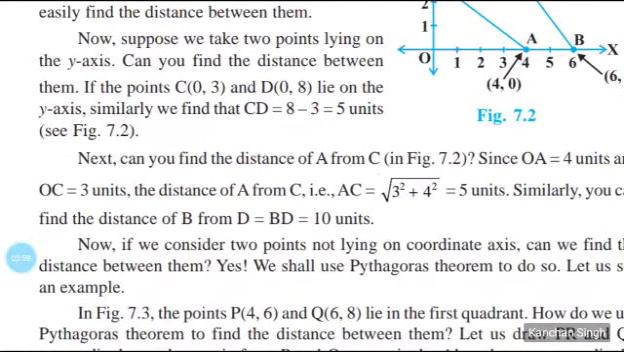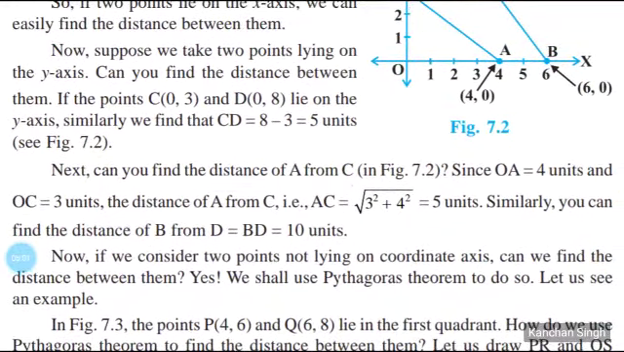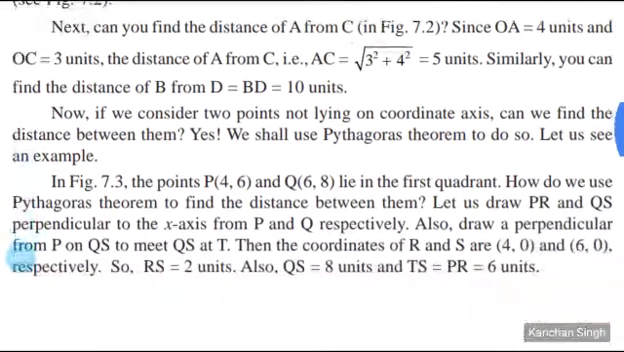So we can find the distance of A from C, since OA is 4 units and OC is 3 units. So the distance AC is equal to the square root of 3 square plus 4 square, 9 plus 16, 25, that is 5 units. Similarly, we can find the distance of B from D, BD is equal to 10 units. Is that okay? Now see, we will use this pattern to find the formula.